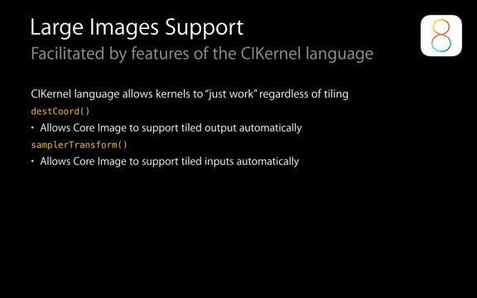Similarly, there's a function called sampler transform, and that allows Core Image to support tiling of large input images automatically. So these are the two key things about the CI kernel language that we'll talk about in much more detail in our second presentation.